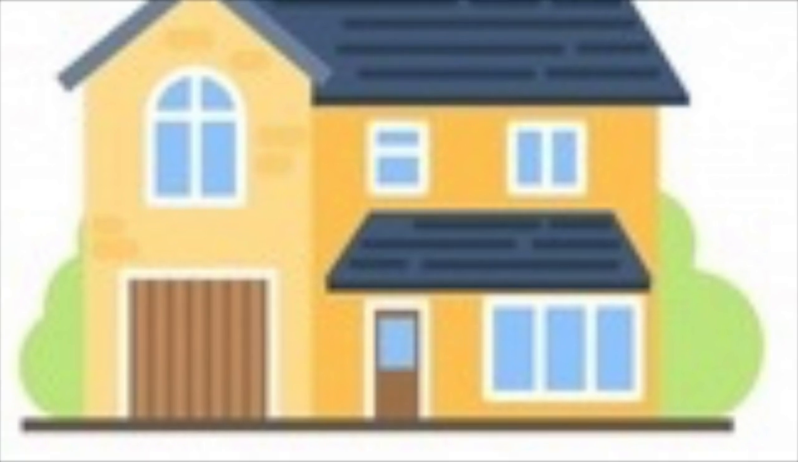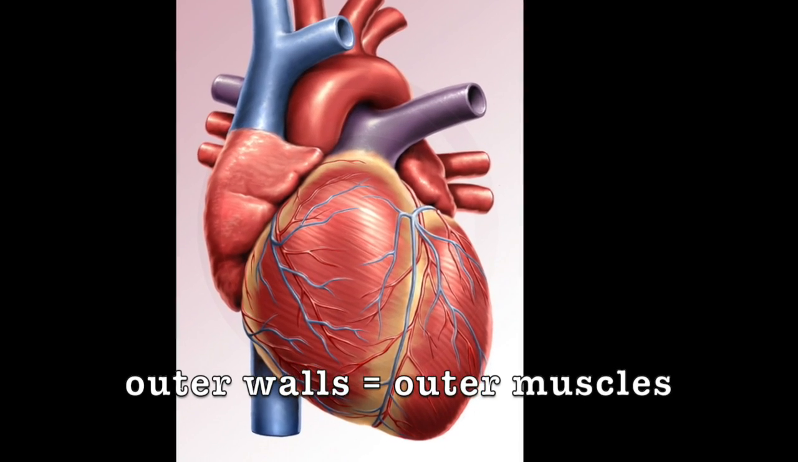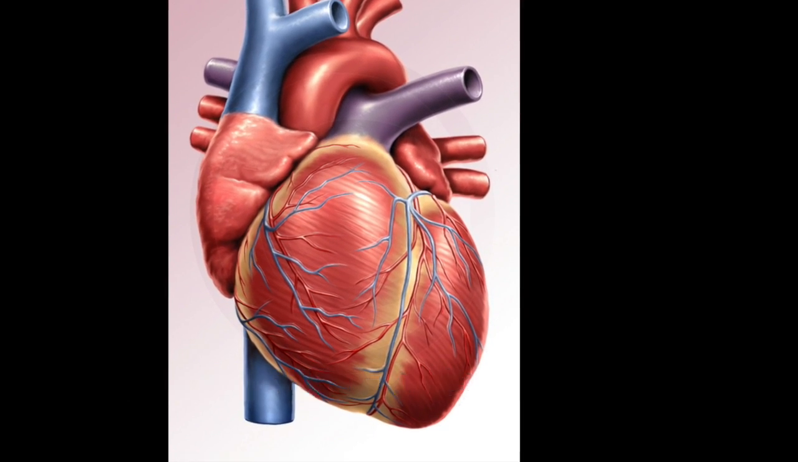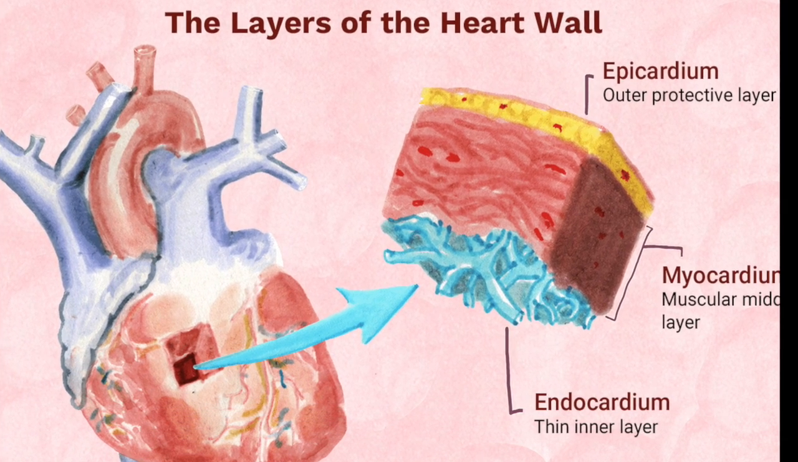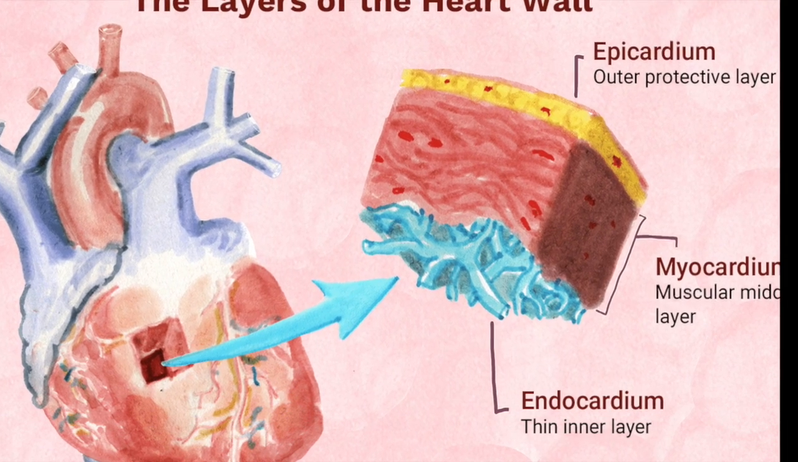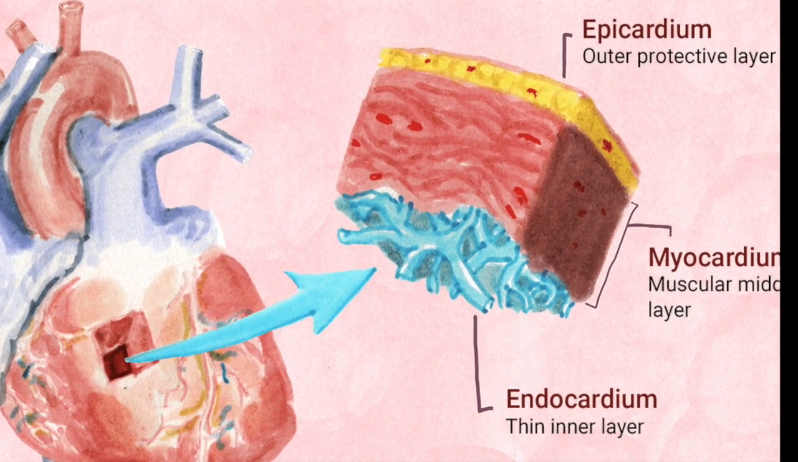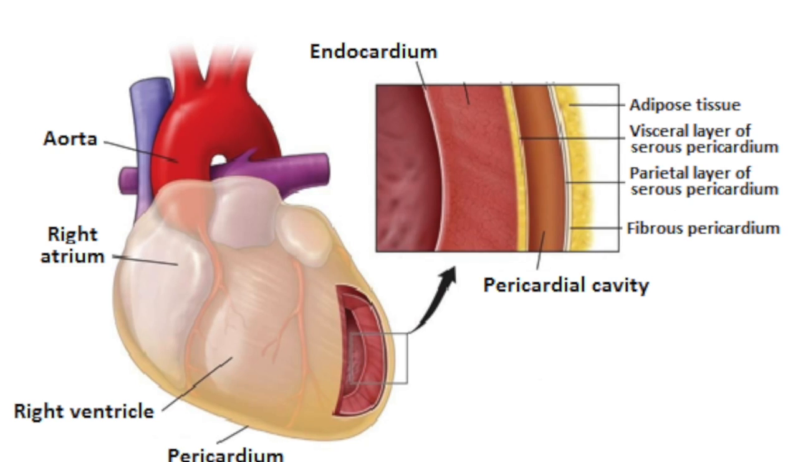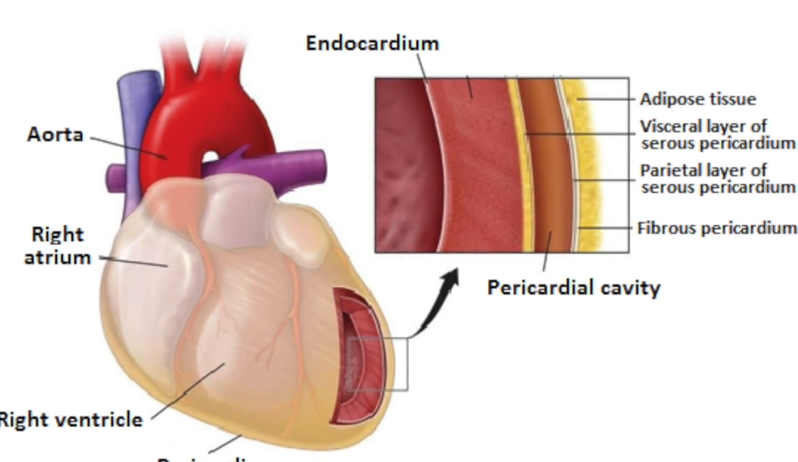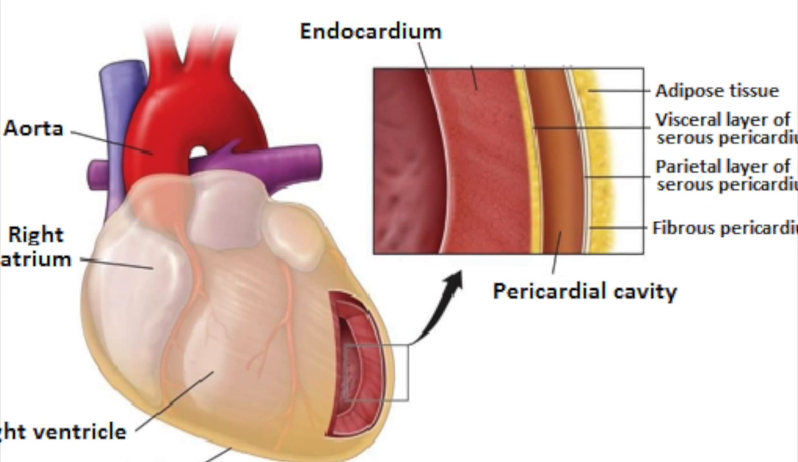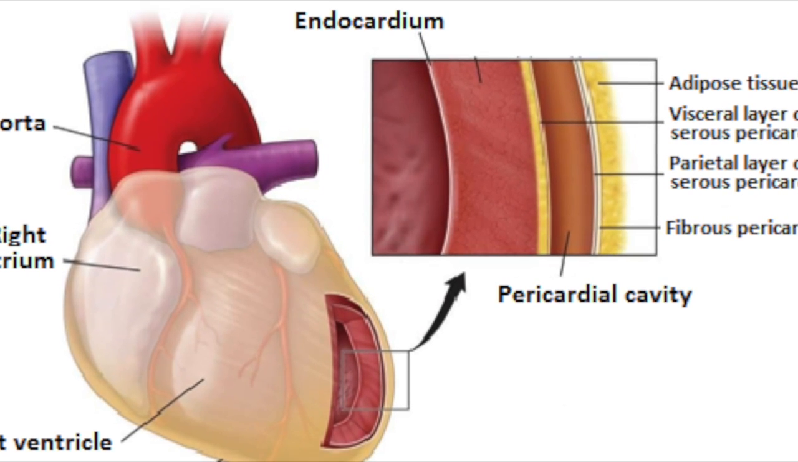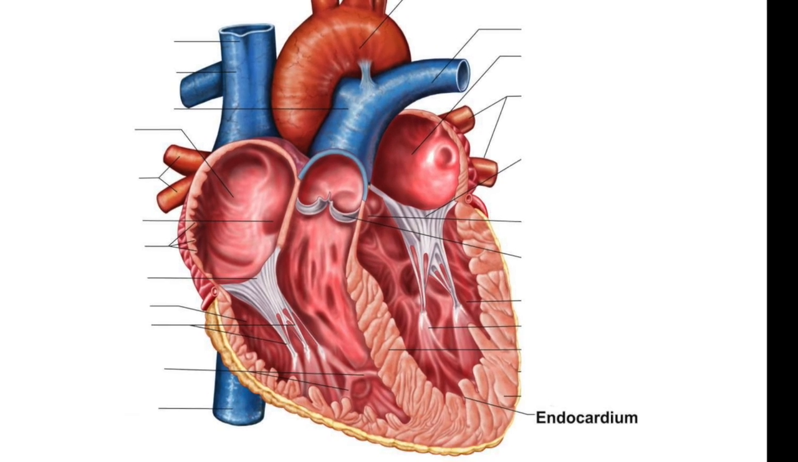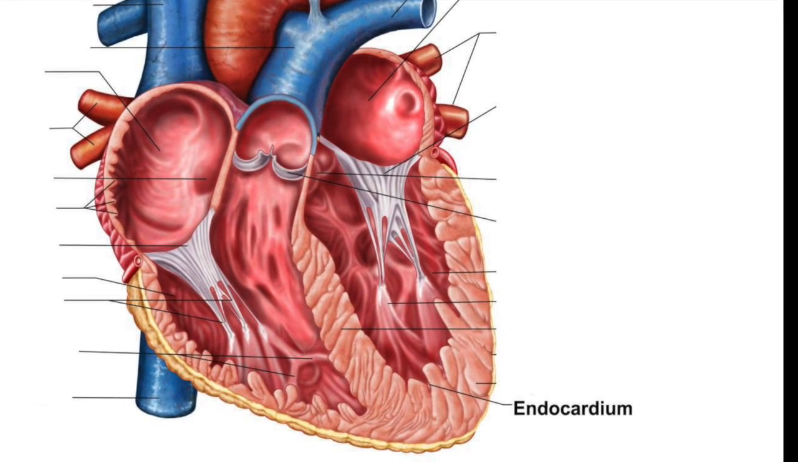The heart is like a house. The outer walls of a house are the outer muscle of the heart. These are made of powerful muscle tissues which squeeze and relax to pump blood around your body. This muscle tissue is divided into 3 layers. This layer is called endocardium. It's the inside layer. It provides a smooth surface for the inside of the heart. This smooth surface allows blood to freely flow along the tissues.